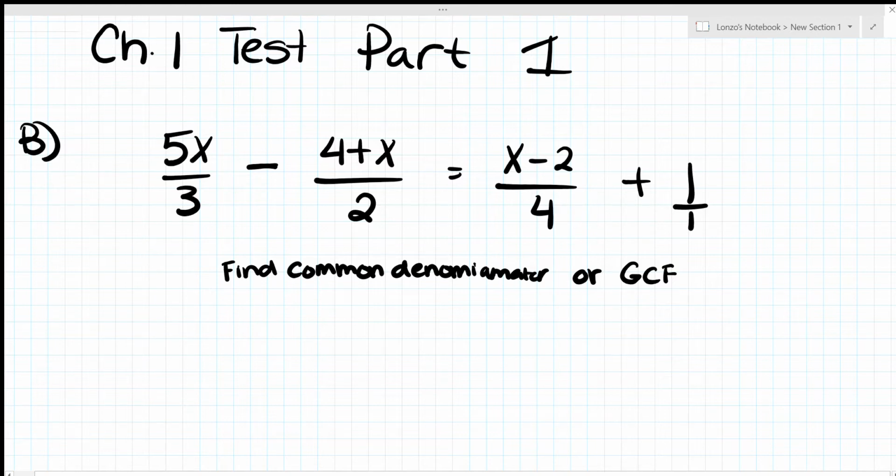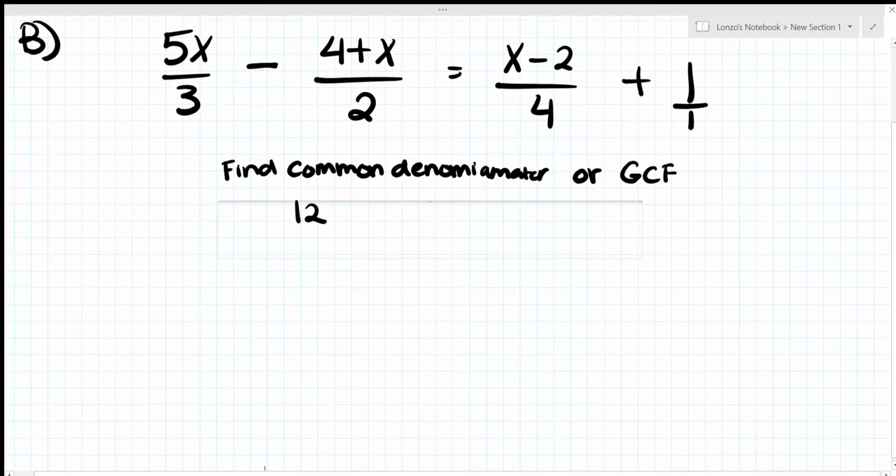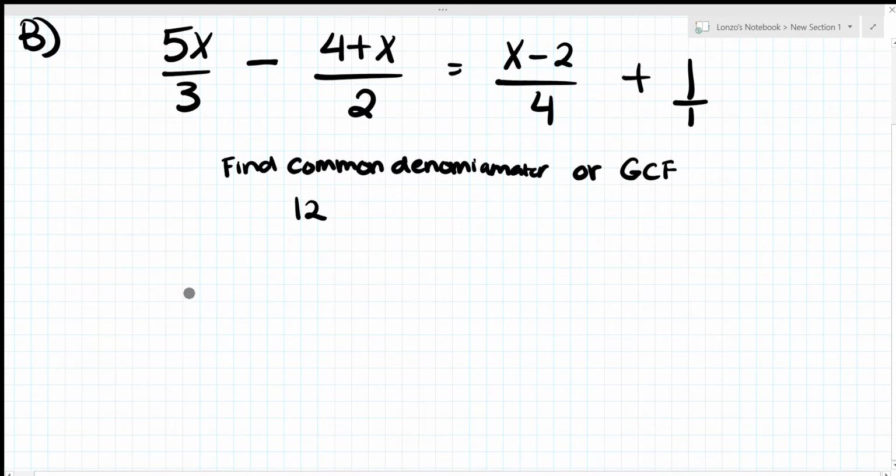What would be my next highest? Can we use 12? Can 3 times a number give you 12? Yes. Can 2 times a number give you 12? Yes. Can 4 times a number give you 12? Yes. Can 1 times a number give you 12? Yes. So 12 is my common denominator, so my GCF is 12. Once we found that, let me rewrite the problem again, because I'm going to multiply everything by 12, and you'll see what happens.